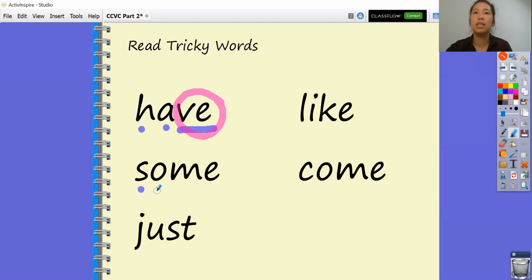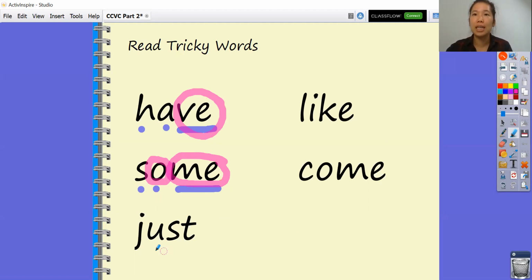So it's s, o, m. What's the tricky bit in this one? It is, of course, the o. It's pretending because it doesn't make the o sound. It makes the u sound. Very confusing. So two tricky bits in this word, some, okay? Again, there's also the e at the end, but we don't say that sound at the end. So two tricky bits in this word, some.